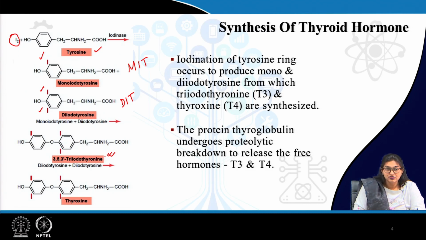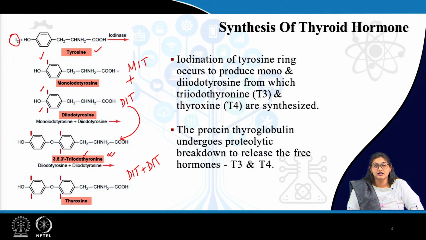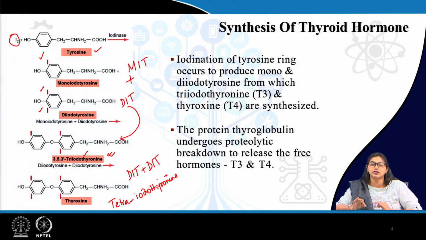Then finally, thyronine formation. When monoiodotyrosine joins with diiodotyrosine, it forms triiodothyronine, not tyrosine. Please concentrate on the name. There are 3 iodinations, but there are 2 tyrosine residues, so that forms triiodothyronine. Similarly, if 2 diiodotyrosines react, they form thyroxine, or tetraiodothyronine. So, please concentrate on the name.